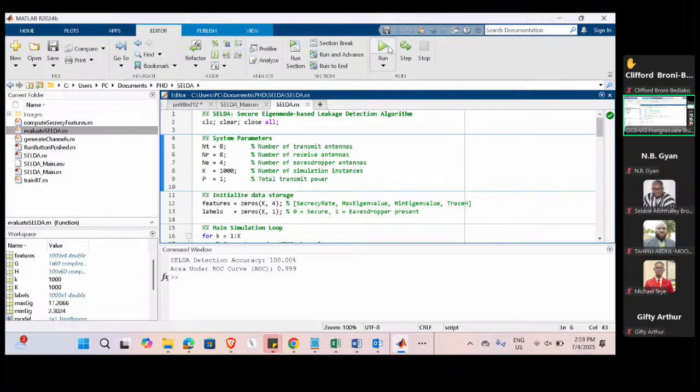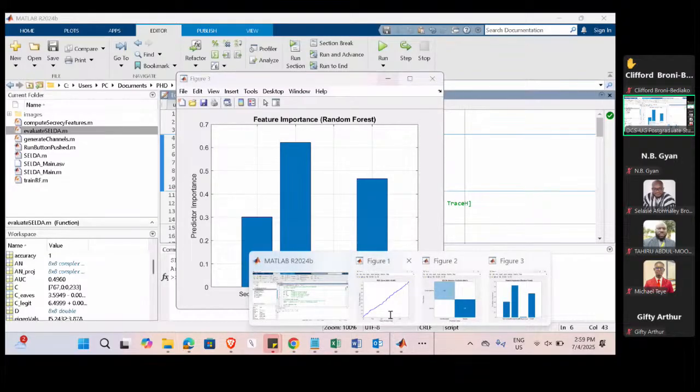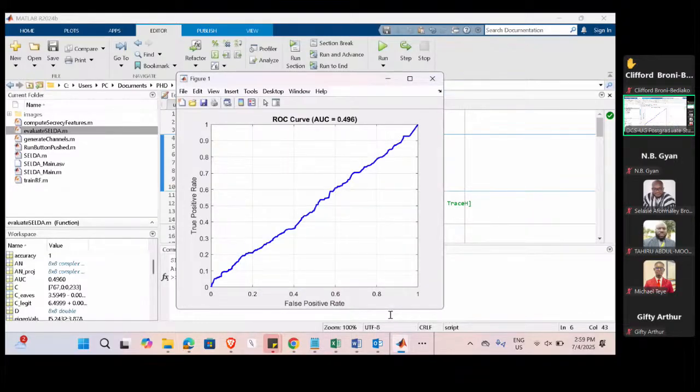When we run using fewer trees, in this instance, this is what we received: 0.49. So we notice that when we have fewer trees in our forest, it doesn't perform that well. When we increase the trees, then it performs well. So it was based on trials, continual trials, and then we arrived at that.